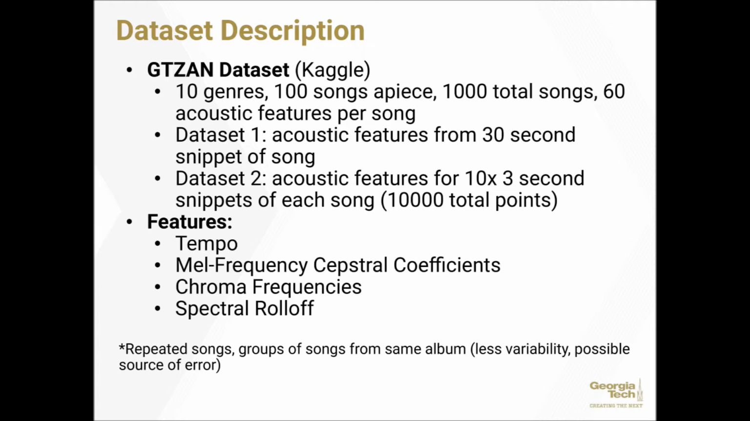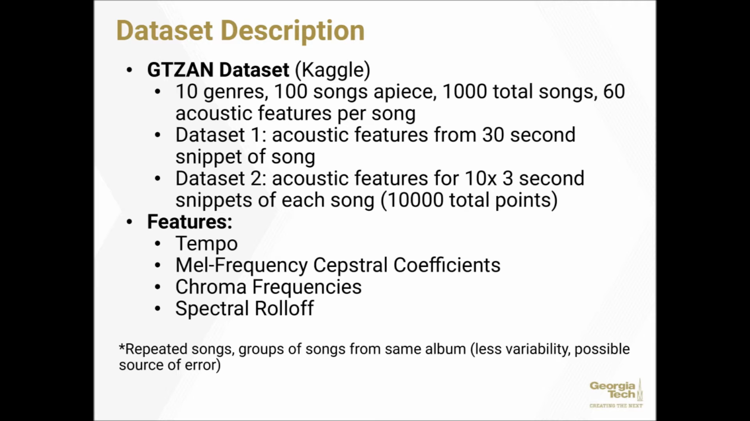Our dataset was taken from the Kaggle website. There were two different datasets. One dataset consisted of 1,000 points of 30-second WAV files that spanned 10 genres. There was another dataset consisting of 10,000 points, which consisted of the same 30-second WAV files split into 3-second WAV files, thus producing 10 times the amount of data for each genre. There were 60 features for each point, and they spanned tempo, harmonics, chroma frequency, spectral roll-off, and more.